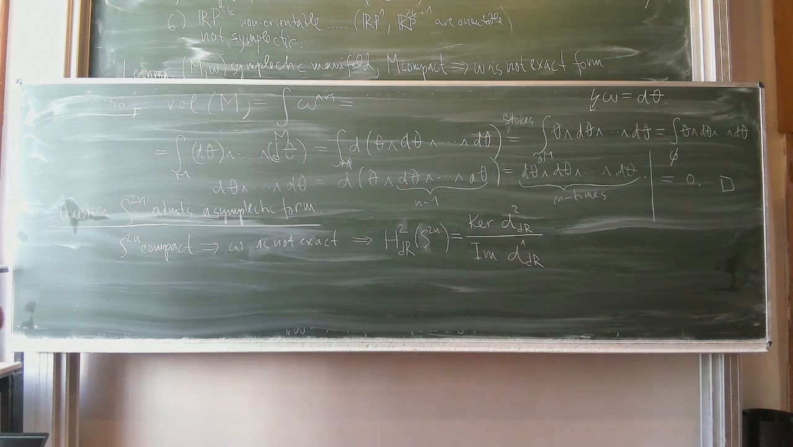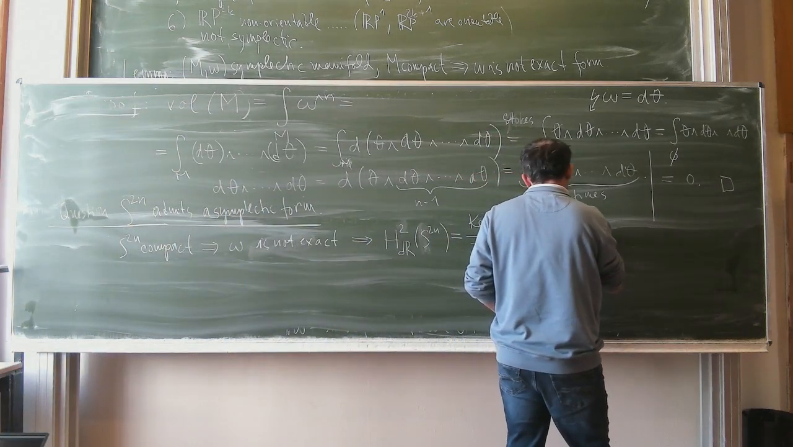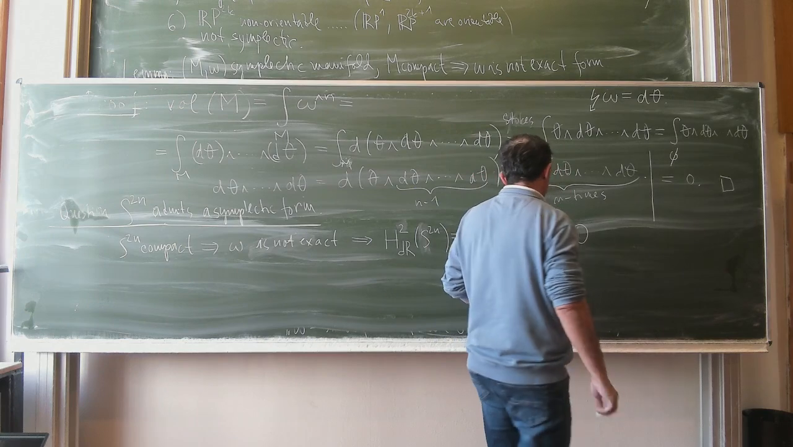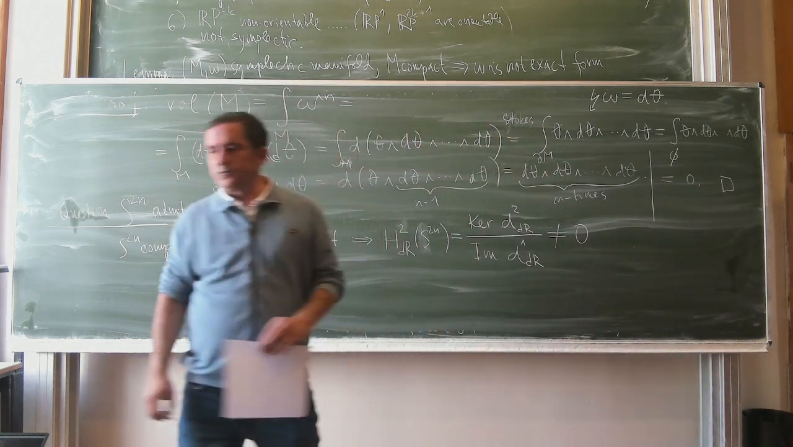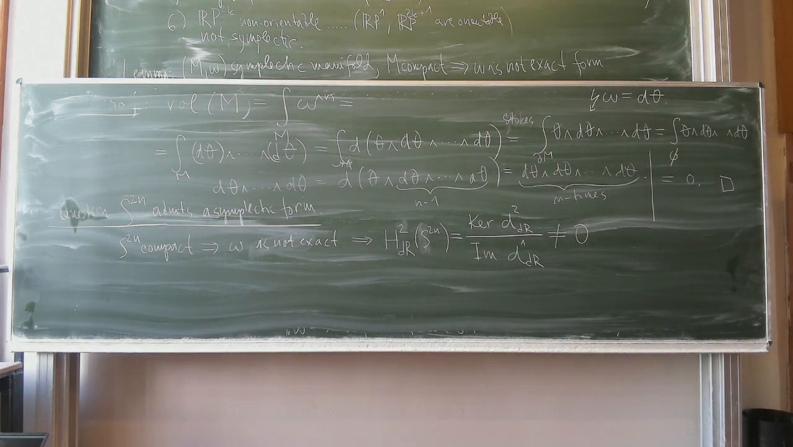This has to be a non-trivial space. Otherwise, if it would be zero, then any closed form would be exact, and symplectic cannot be exact. And suppose that the symplectic exists.